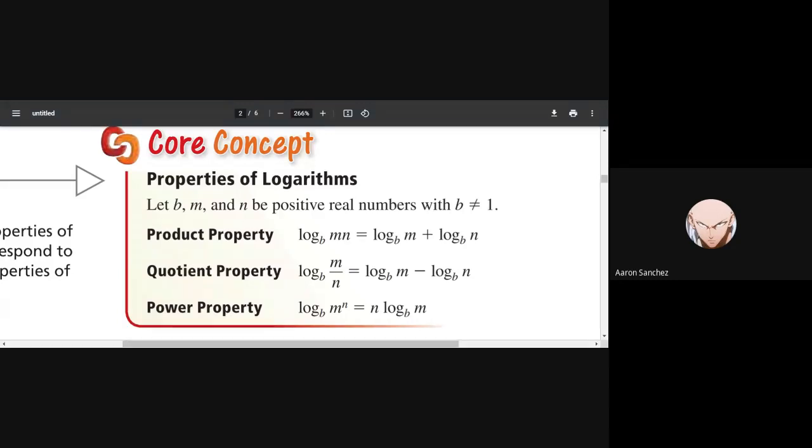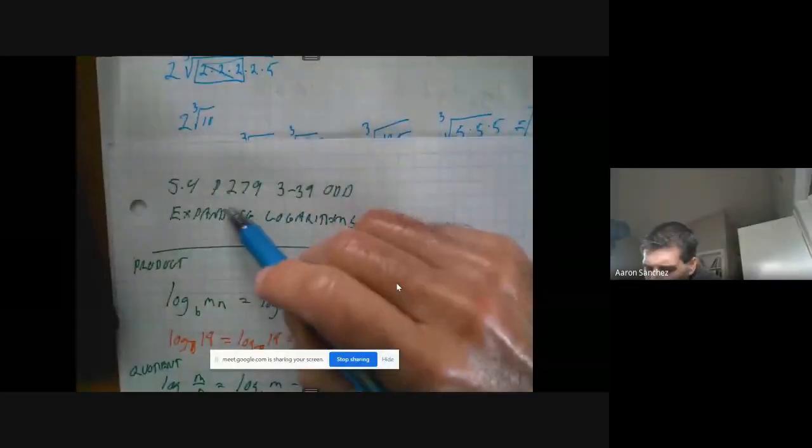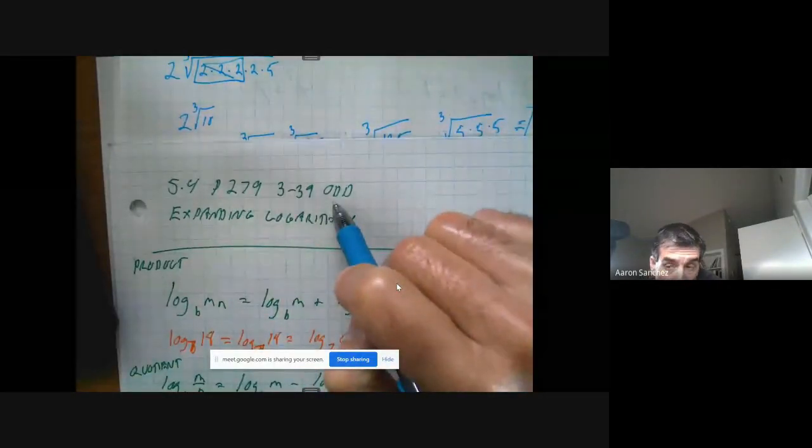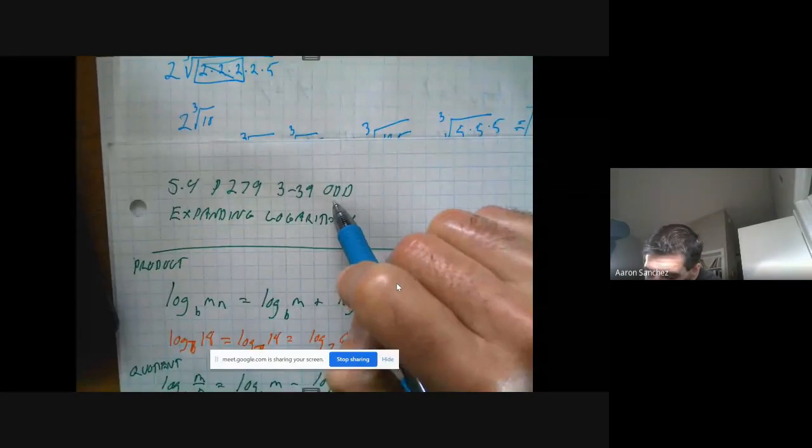So here's the topic. And I know I'm not showing it to you because I gotta switch my screen around. Let's click stop presenting, and let's go present my entire screen. Okay. We're doing 5.4, page 279, 3 through 39 odd. We're doing all of them. I mean, all odd, not every other odd. We're doing all the odd.